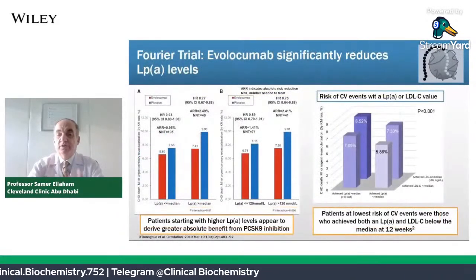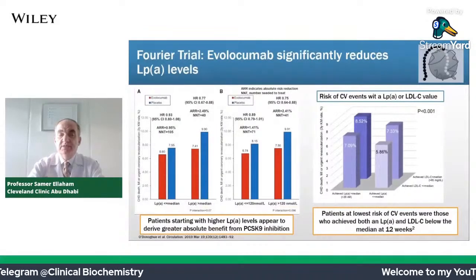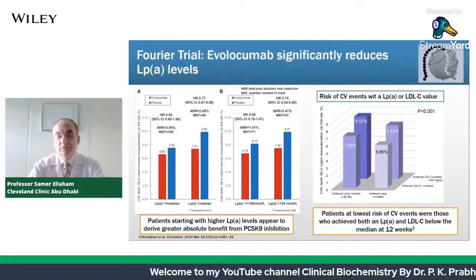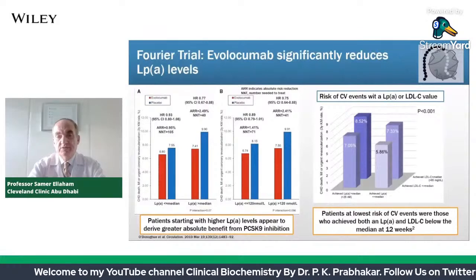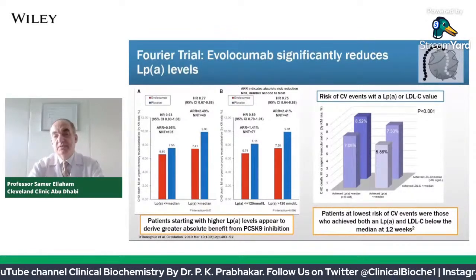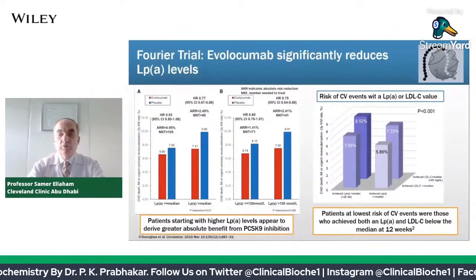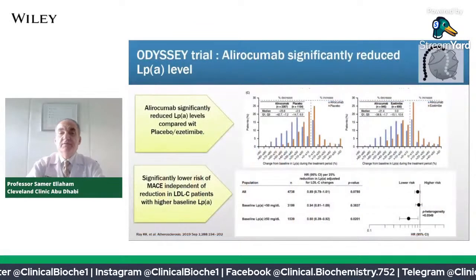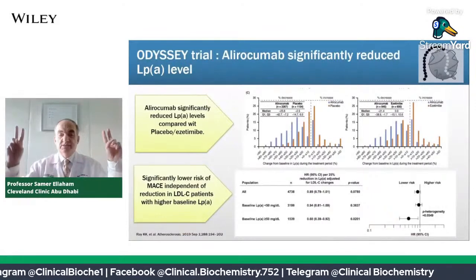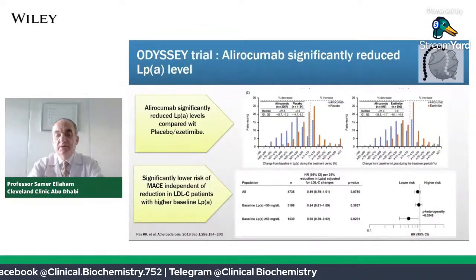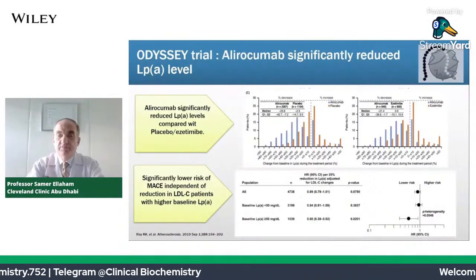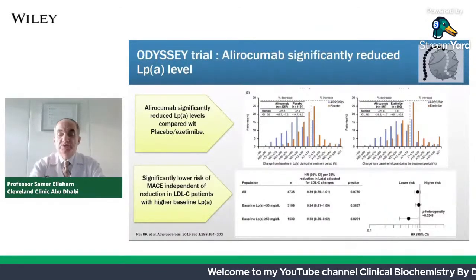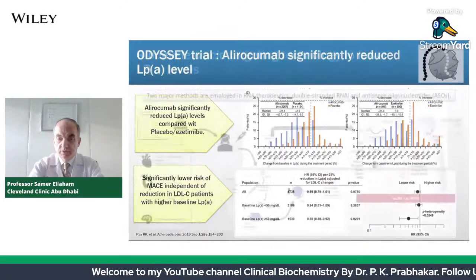Fourier, I mentioned that before, there is a lowering of the Lp little a, as you can see in these slides that I put here. And you could see that this could be seen within even a period of 12 weeks. And this is statistically significant, but again, it's not indicated so far, at least for lowering Lp(a) specifically. Odyssey, which is alirocumab, significantly reduced Lp little a level, and when we say significantly, it is still a modest decrease. And again, there is no indication from the FDA that this is Lp little a lowering, but when used, it has an impact, and I wanted to share it with you.